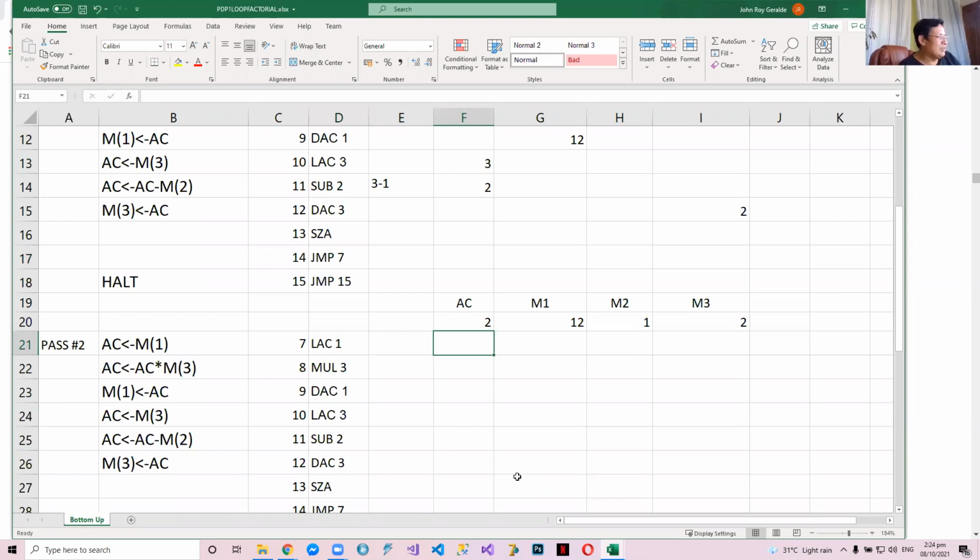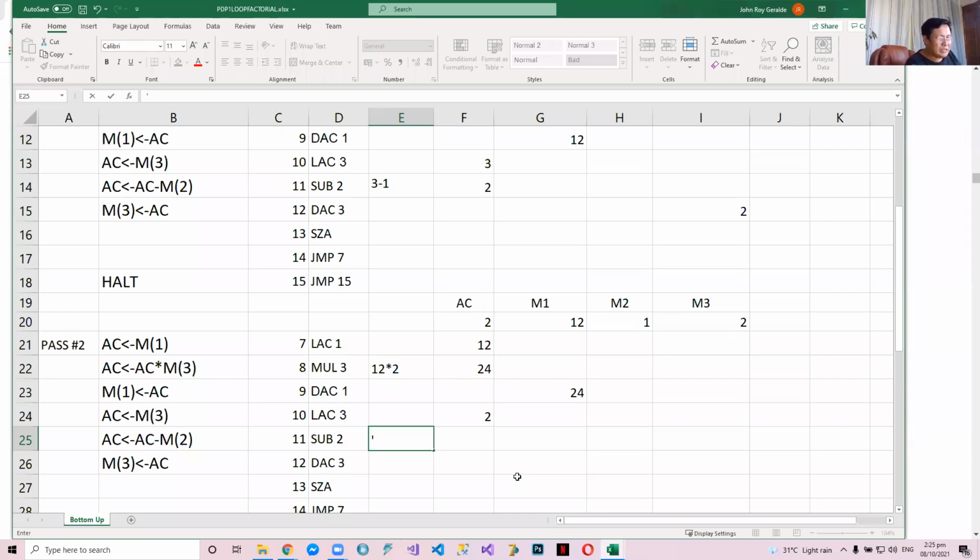So this is the same, no? This is the same accumulate. This is the same, no? And then we have load accumulator. So this becomes 12, and then mul M3. So this becomes 12 times 2 because M3 is 2. This becomes 24. And then we deposit the accumulator. This becomes 24. Okay. And then we load the accumulator again from 3. So this becomes 2. And then we sub 1.